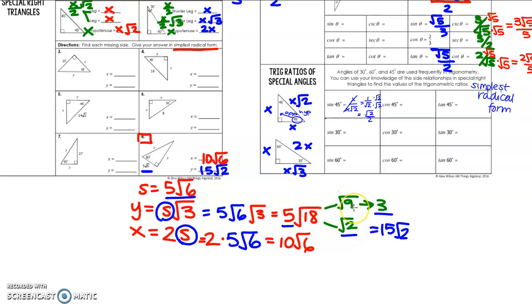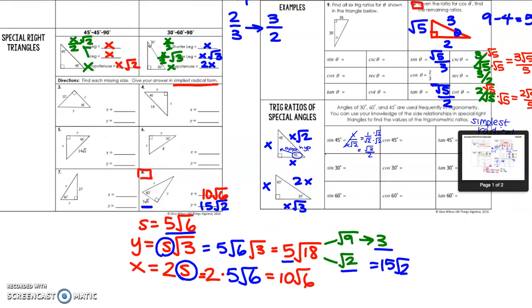So my greatest perfect square factor of 18 is 9, and then times 2 gives me 18. Square root of 9 is 3. So I take 5 times 3 times root 2 to get 15 root 2. That's what the long side y is equal to. Then we know that the hypotenuse is 2 times the smallest side, so we're going to take 2 times 5 root 6. This one's a little bit easier, so we just end up with 10 root 6. Hopefully that helps a little bit there.